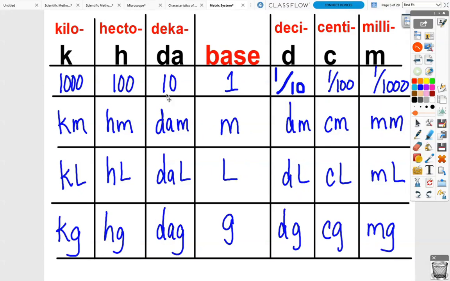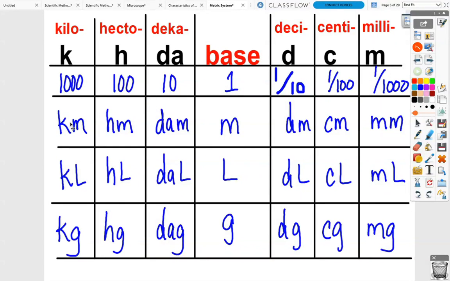Over here on the left, we have deca. Deca is abbreviated DA, and it basically means a unit of 10. For example, a meter is the base unit of 1, and then a decameter would be 10 meters. Over here we have hecto. Hecto is equal to 100, so a hectometer would be 100 meters.